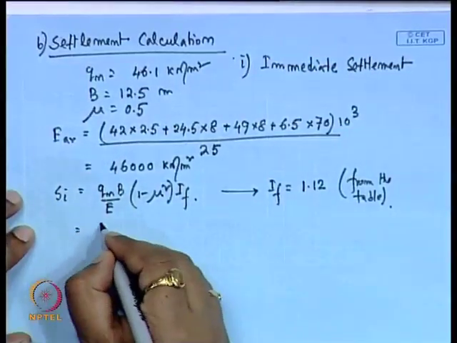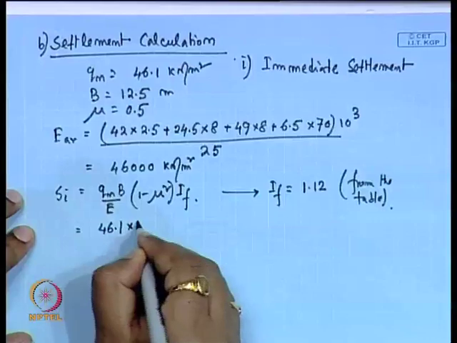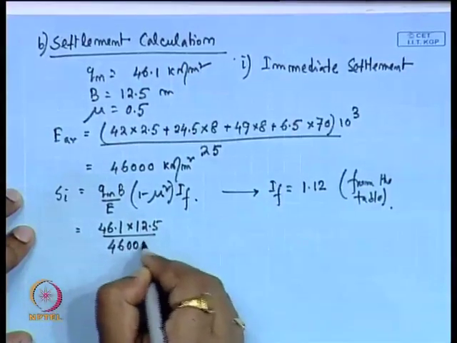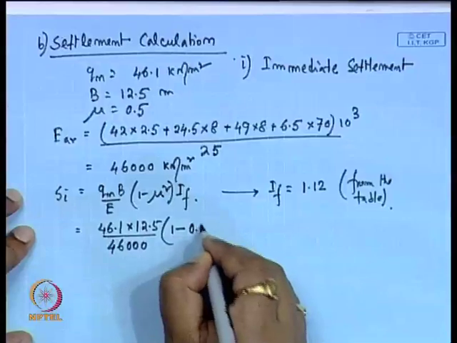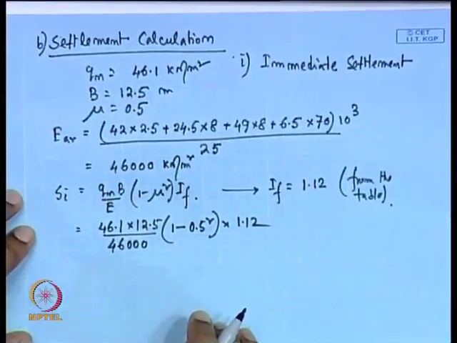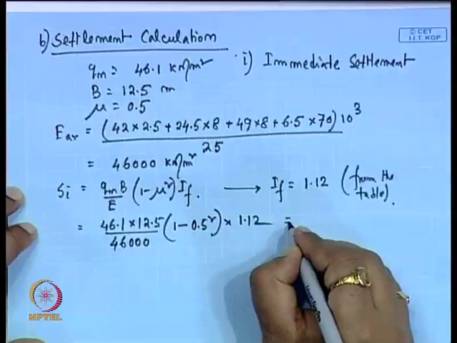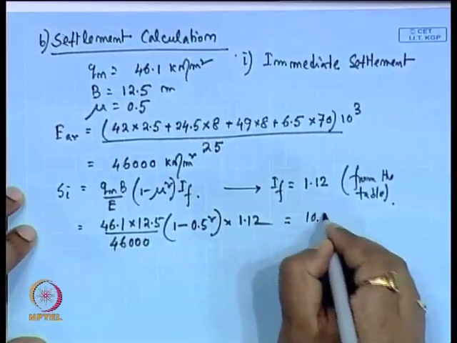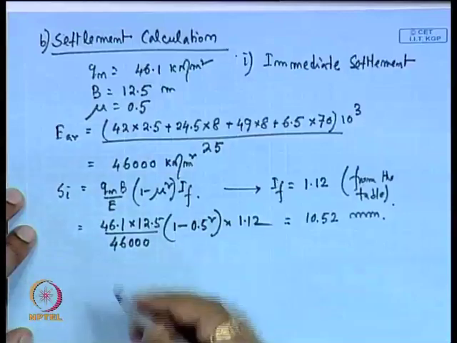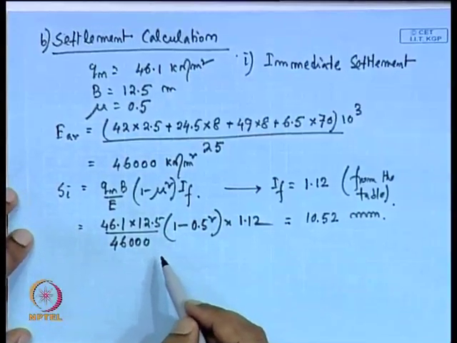So, we can put q_n as 46.1, B is 12.5, E is 46,000, 1 minus 0.5 square, and influence factor 1.12. So, the value that will come is 10.52 millimeter.